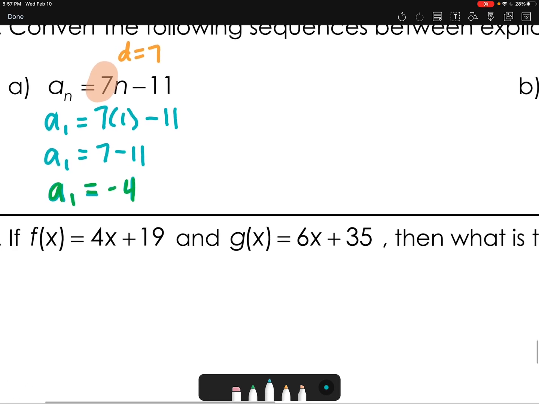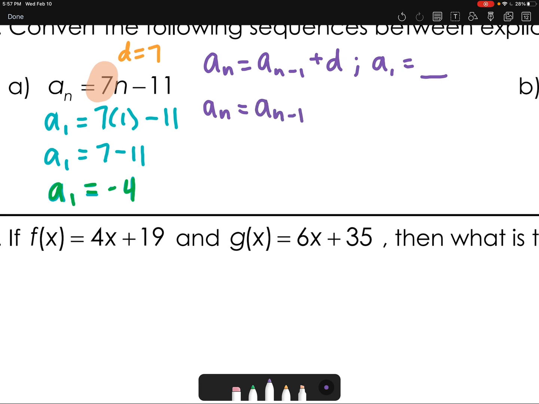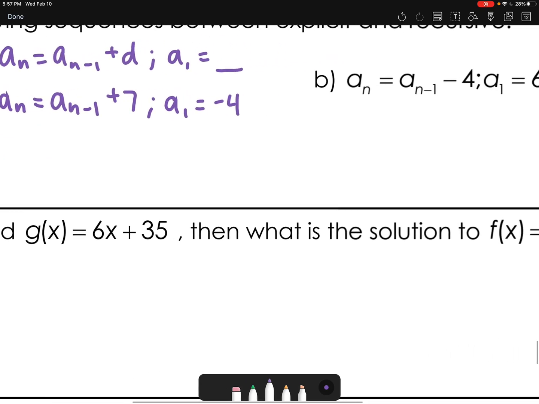Now I can convert and write this in recursive form. Remember, you guys are going to get this on the test as a formula. So a sub n equals a sub n minus 1 plus 7 when a sub 1 is negative 4. That's it. Okay?